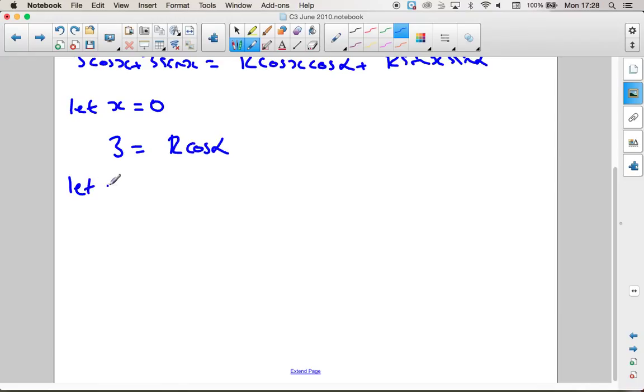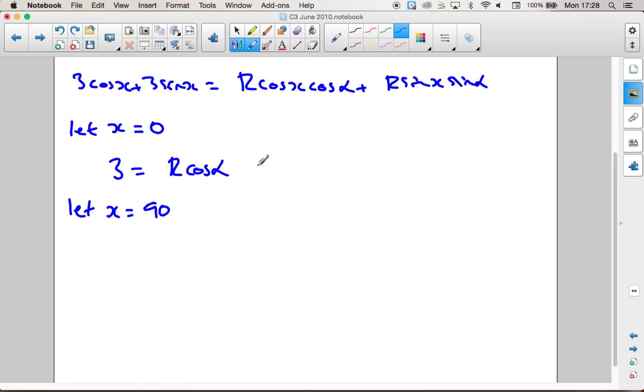And if we then let x equal 90, it will switch around. This part, this 3 cos x, will disappear because cos of 90 is 0. And this bit will be worth 3 because we'll have 3 lots of sine of 90, and sine of 90 is 1. And then over this side, this bit will disappear and we'll have r times 1 times sine alpha, or just r sine alpha. So we've got these two statements here.